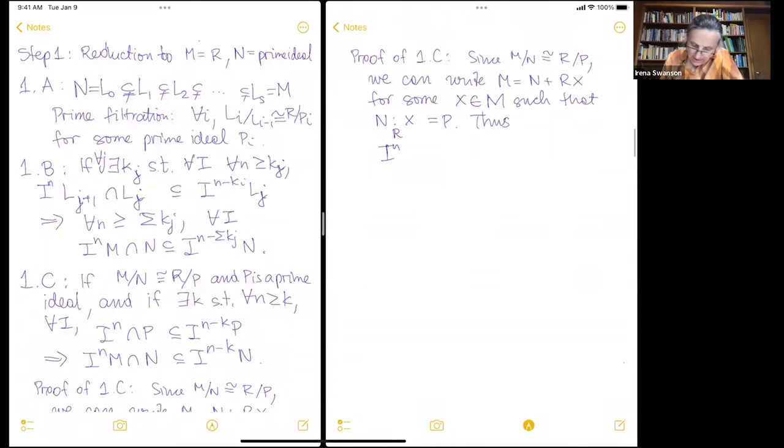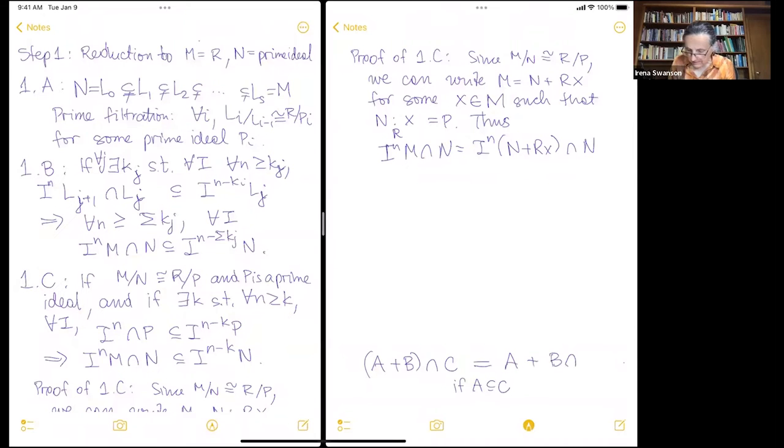I to the N, M intersect with N. Well, I to the N, M is just N plus RX intersect with N. And now we use the following fact. If we have A plus B intersected with C, and if A is a subset of C, then this is just A plus B intersected with C. Good. So we will use that up here. So this is just I to the N N plus I to the N X intersect with N.